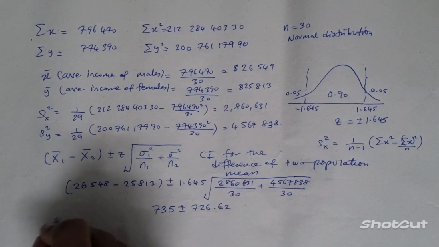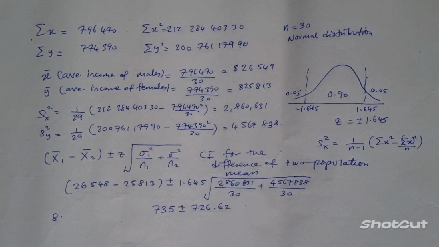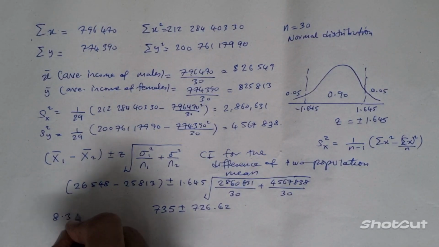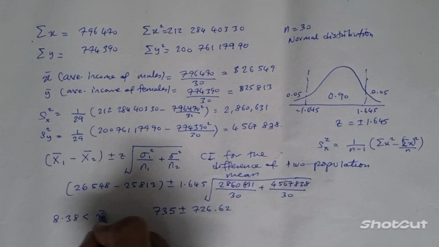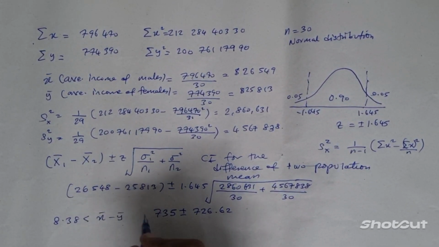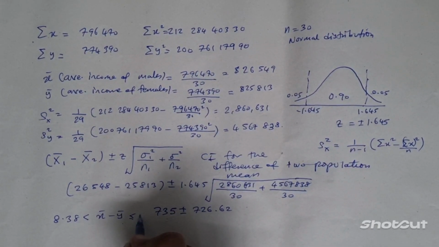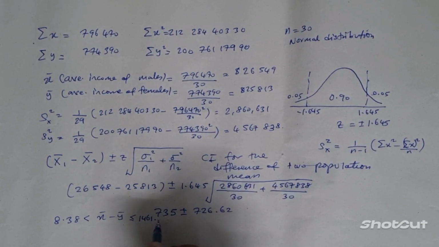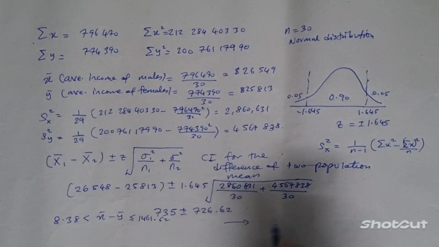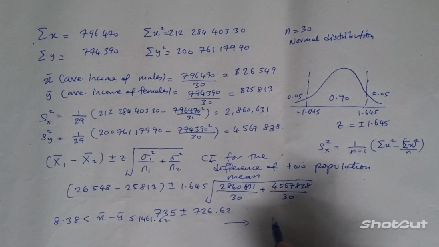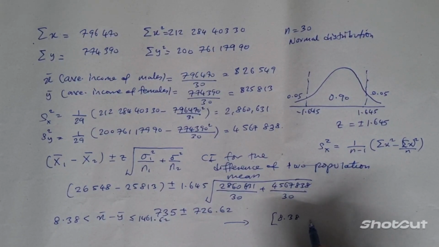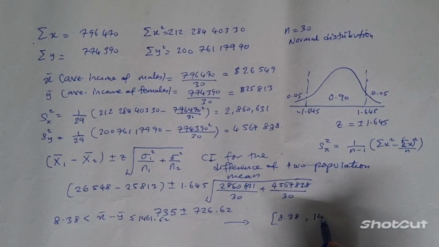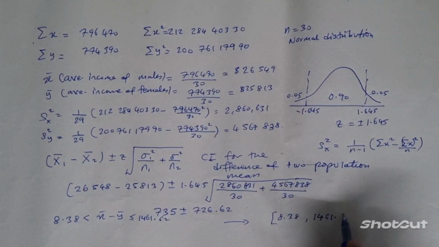And therefore this is going to give us 8.38, which is less than the mean of x minus the mean of y, and less than or equal to 1,461.62. Or simply, we're going to put it like this. That's our confidence interval, 8.38 and then 1,461.62.